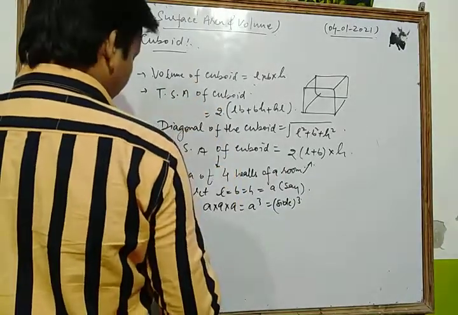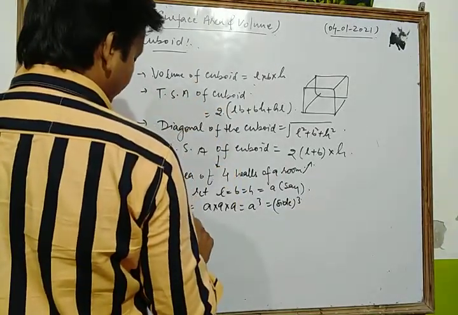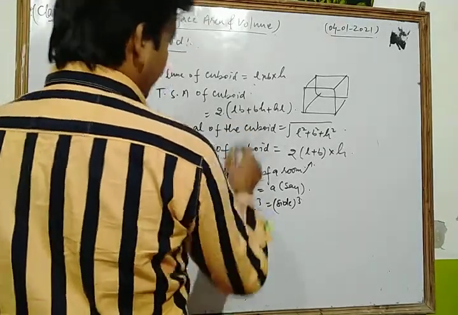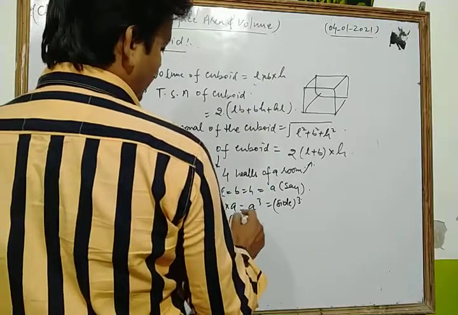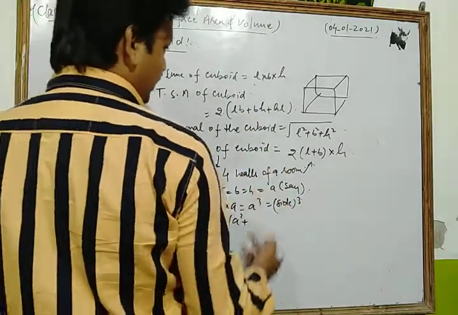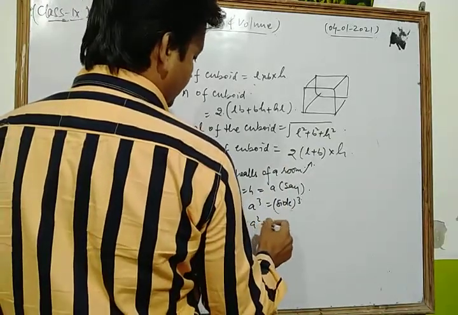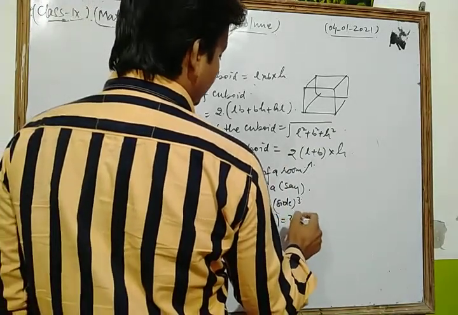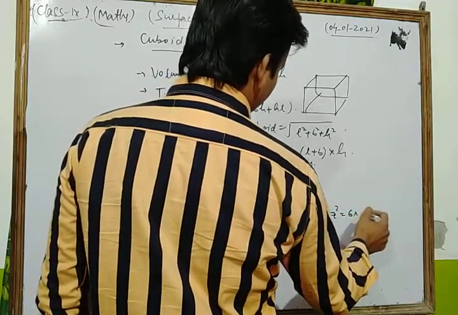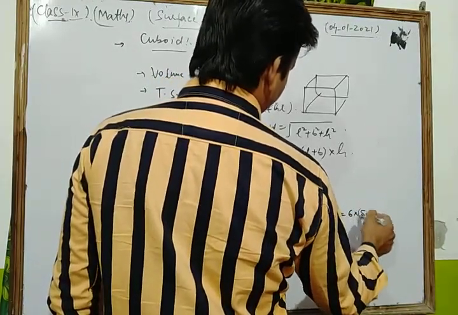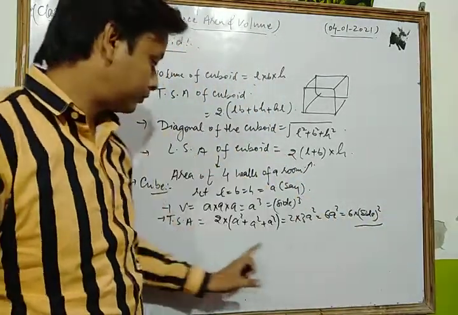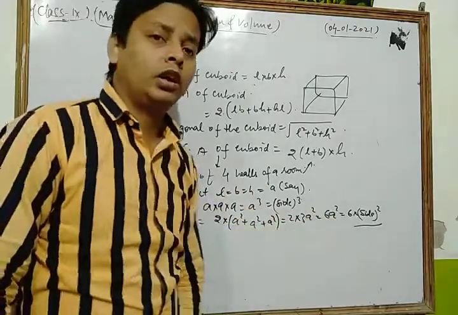The second one is the total surface area. The total surface area of a cube is 2 into (A square plus A square plus A square), since each of L, B, H is equal to A. So we get 2 into 3A square, which is 6 into A square, meaning 6 into side square. This is the formula for the total surface area of a cube.